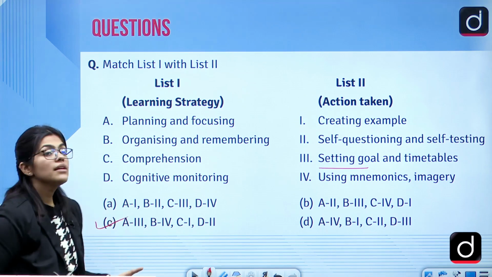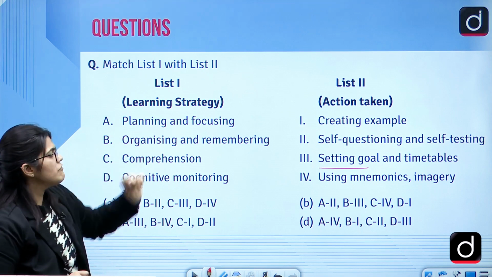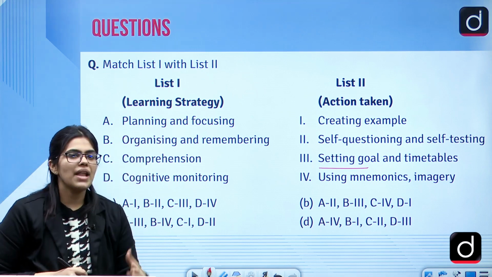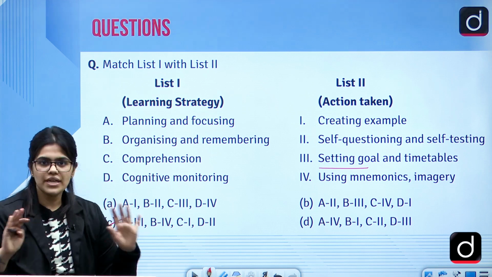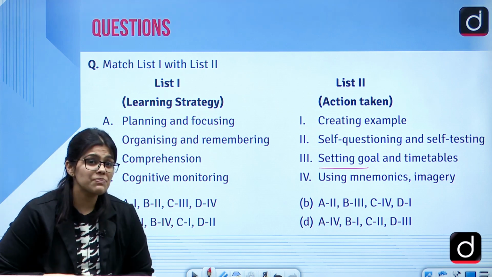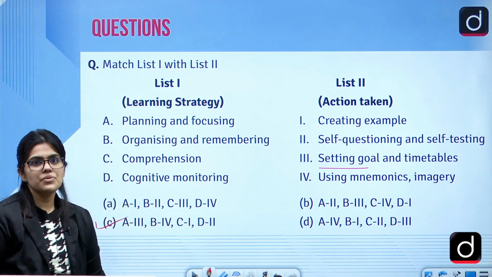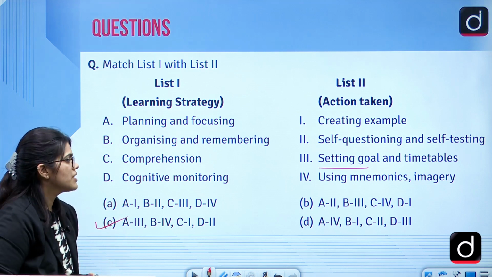That is C, A to 3. So planning and focusing. Of course, when I'm planning things, do you think planning is creating examples? Definitely not. Do you think self-questioning or self-testing is planning? No, that is evaluating myself. But here I am planning and here I am focusing on the different things.